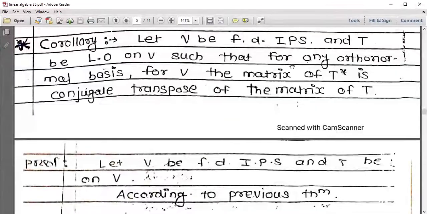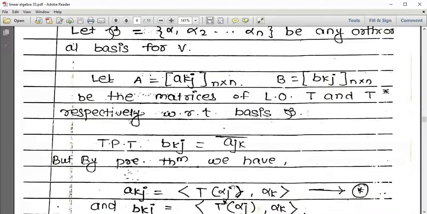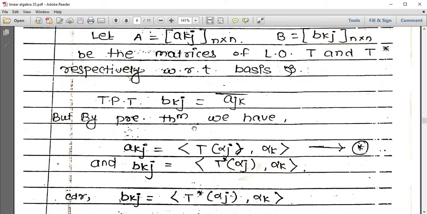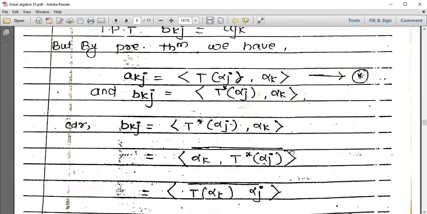Look at here: the conjugate transpose of the matrix T, conjugate and transpose. We get here AKJ but here AJK. It means the conjugate of A, transpose of A, and this bar is nothing but the conjugate. The conjugate transpose of AKJ is nothing but AJK bar. But by the previous theorem, AKJ is the inner product of T of alpha j, alpha k. Give it as equation number star. And BKJ is the inner product of T star of alpha j, alpha k.